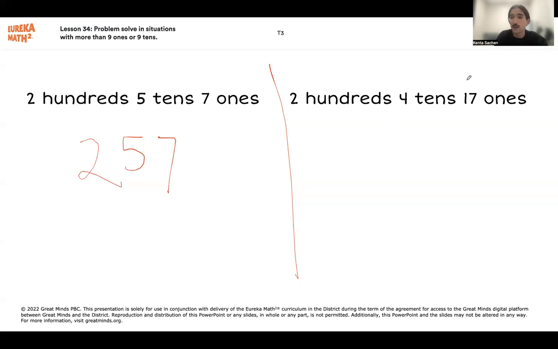Just like our last slide, when there's more than 10, like 17, we're going to take 10 of this away. 17 minus 10 is 7. Take 10 of this away and add it to our next biggest place value. We're going to add 1 to the tens. So what's 4 plus 1? Everyone, what's 4 plus 1? Yeah, it's 5. So now instead of 4 tens, we have 5 tens: 2 hundreds, 5 tens, and 7 ones, or 257 again.